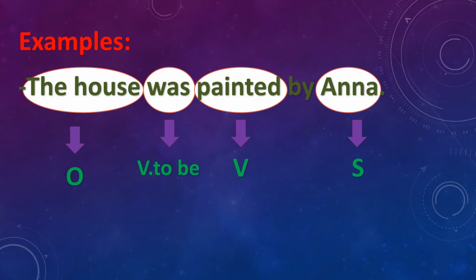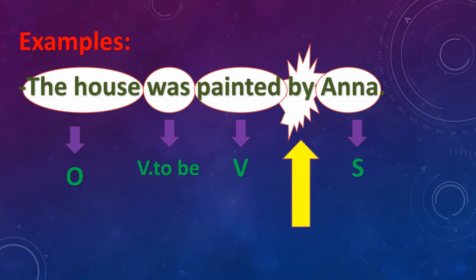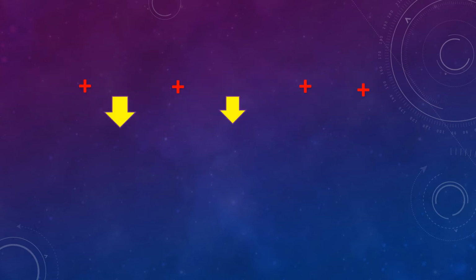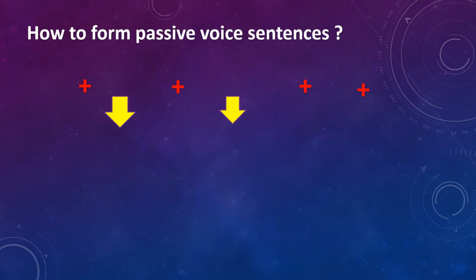OVVS. And here we mentioned the subject, right, Anna? So before the subject we have to put by. So when we have OVVS, object, verb to be, and main verb and subject at the end of the sentence, this is a passive voice sentence. And if you mention the subject, and this is optional in the passive voice sentences, you should put by before the subject. Okay, and now how to form passive voice sentences.